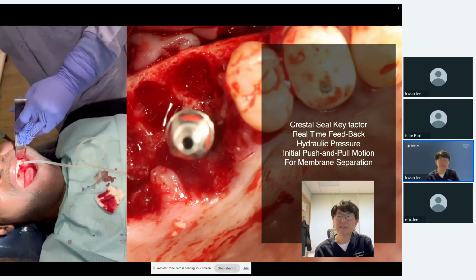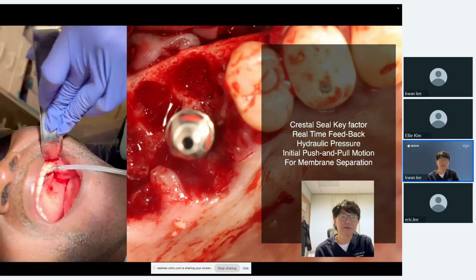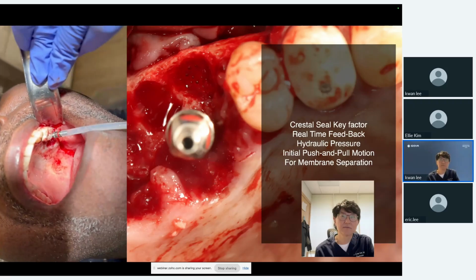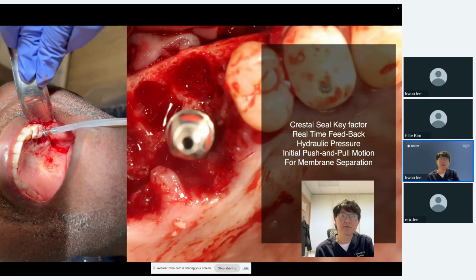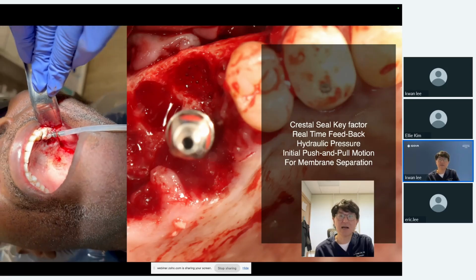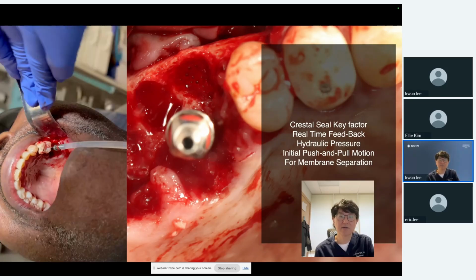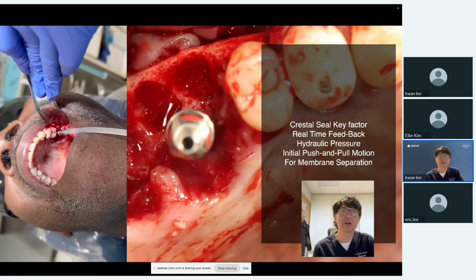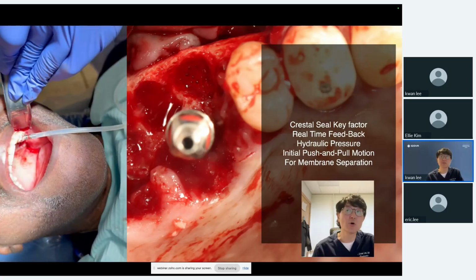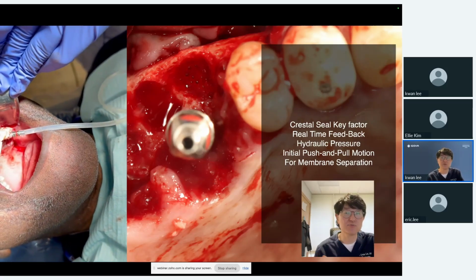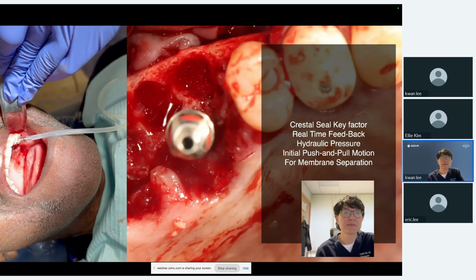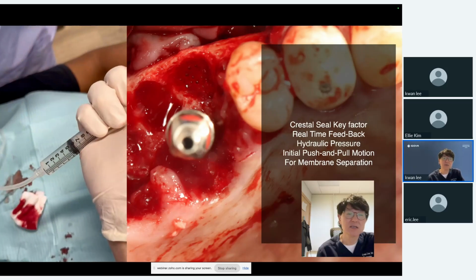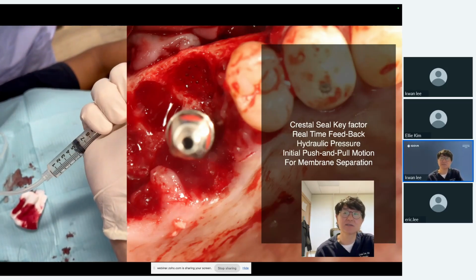Once the aqua tip is connected, you use your syringe and start detaching the Schneiderian membrane. There's a little bit of know-how, a little detail I can show you later. You don't want to shoot the water in initially. So initially, about 2 to 3 cc's of the saline is going to be used for the initial detachment.